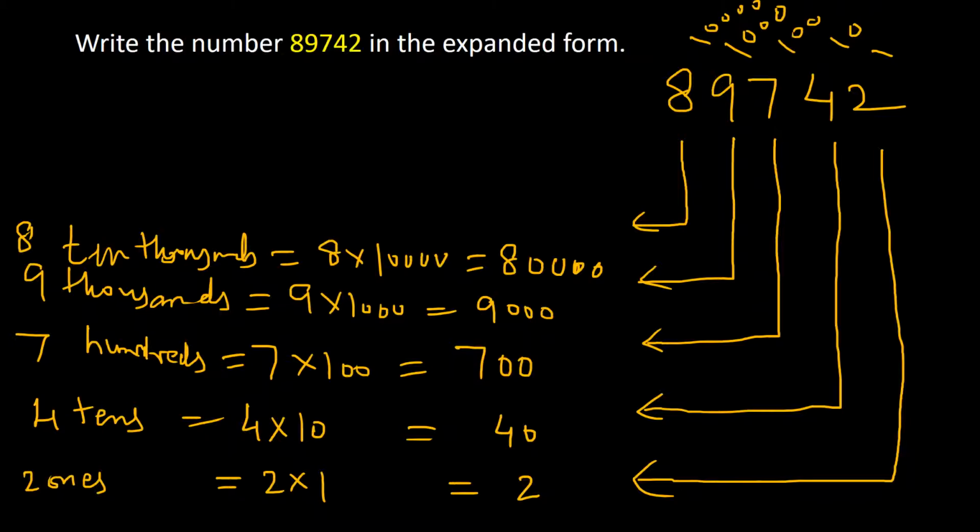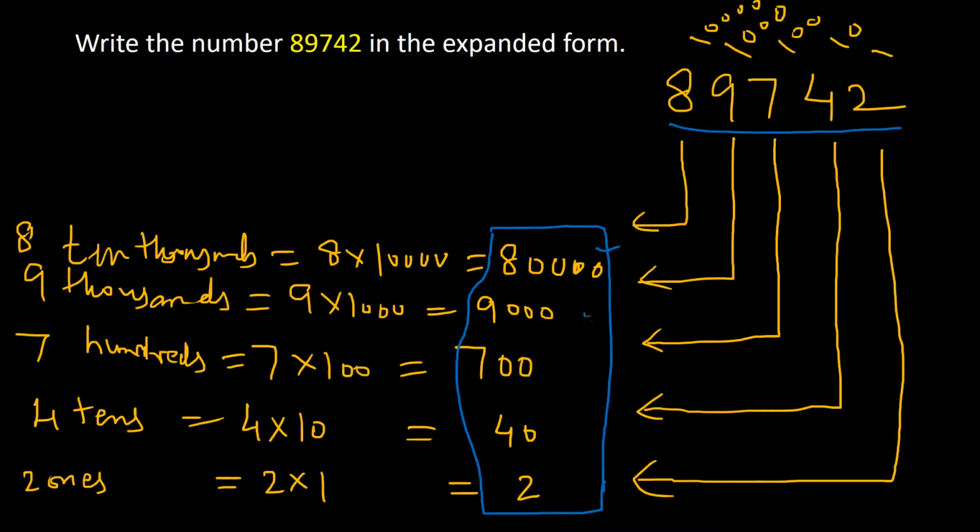So now what we get is 5 numbers, which I am putting in a box like this. So these 5 numbers when added together will give you the number which was given to us in the beginning, 89,742. So what we see is the numbers in this blue box, 80,000, 9,000, 700, 40 and 2. When you add these five numbers together, what you get is 89,742.